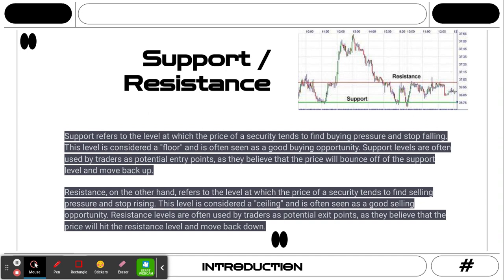Resistance, on the other hand, refers to the level at which the price of a security tends to find selling pressure and stop rising. This level is considered a ceiling or a level of resistance and is often seen as a good selling opportunity. Resistance levels are often used by traders as potential exit points, as they believe that the price will hit the resistance level and move back down.